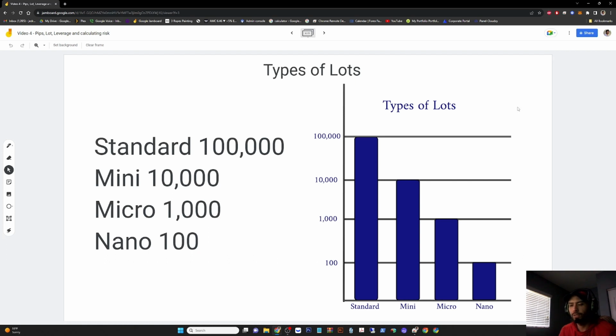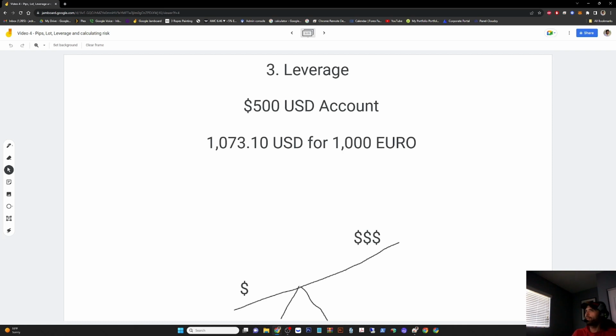So the less things you have to focus on, and the more you can just focus on your edge, the better, in my opinion. Number 3, Leverage. Now let's say you only have $500 in your account. How would you buy a 0.01 lot of euro on the euro USD?